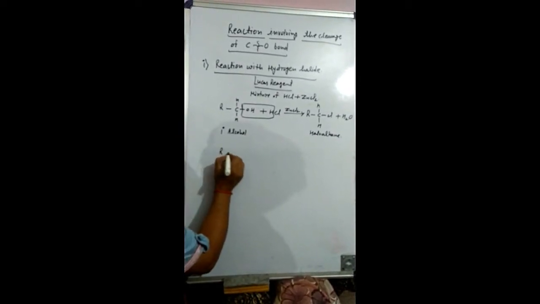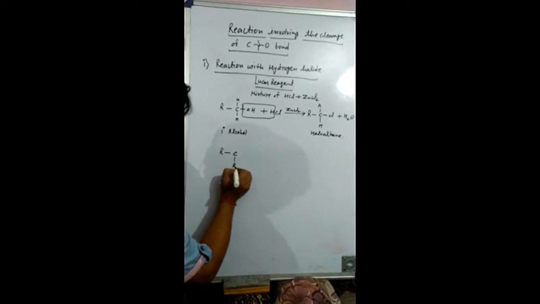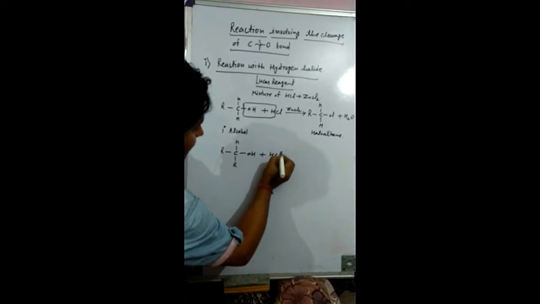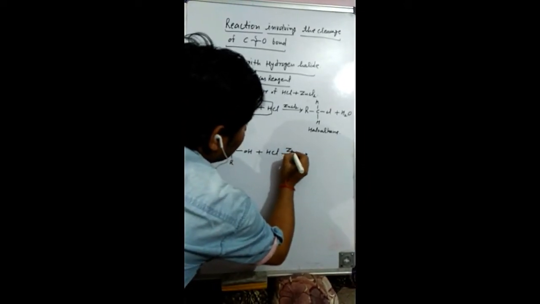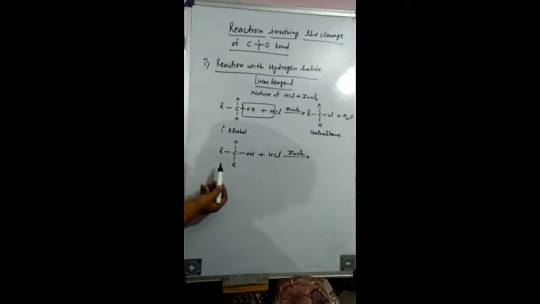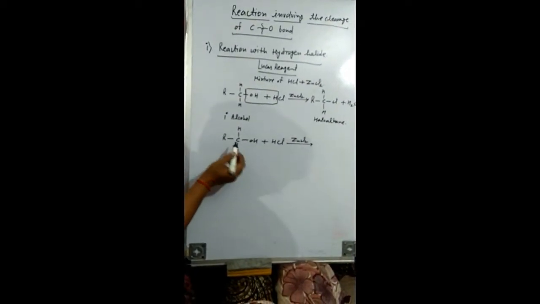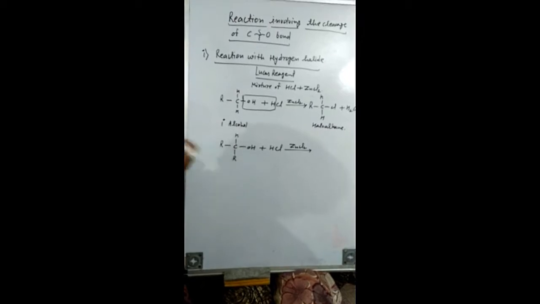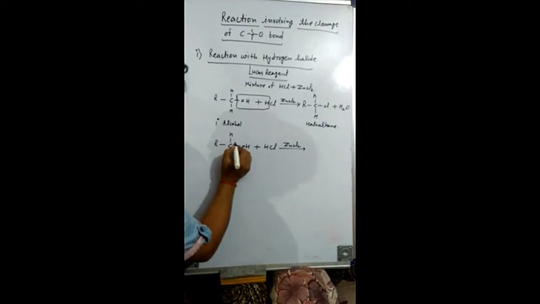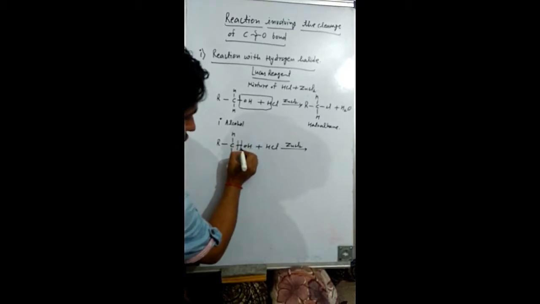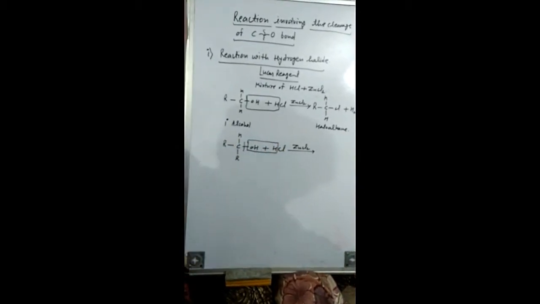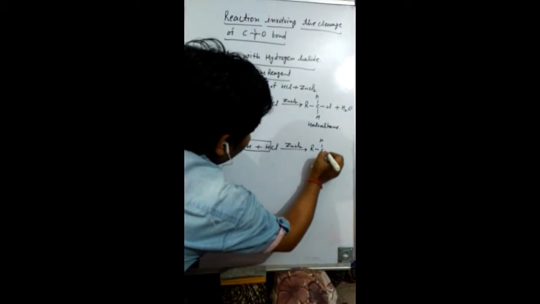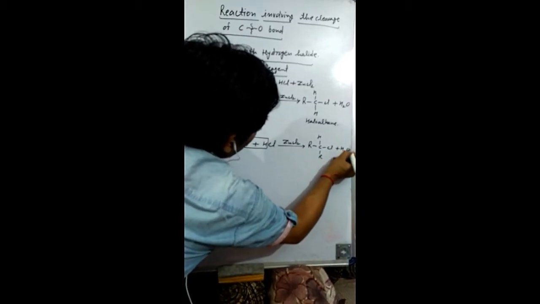As it is, we will take the secondary alcohol. Secondary alcohol is like this: R single bond CH single bond R, with OH, plus HCl in the presence of ZnCl2. This is the secondary alcohol for a simple reason: the carbon at which the OH group is attached is joined with two alkyl groups. Same, the bond between carbon and oxygen splits up. This OH and H react to give us H2O, and we are getting here R single bond CH single bond R single bond Cl plus H2O.